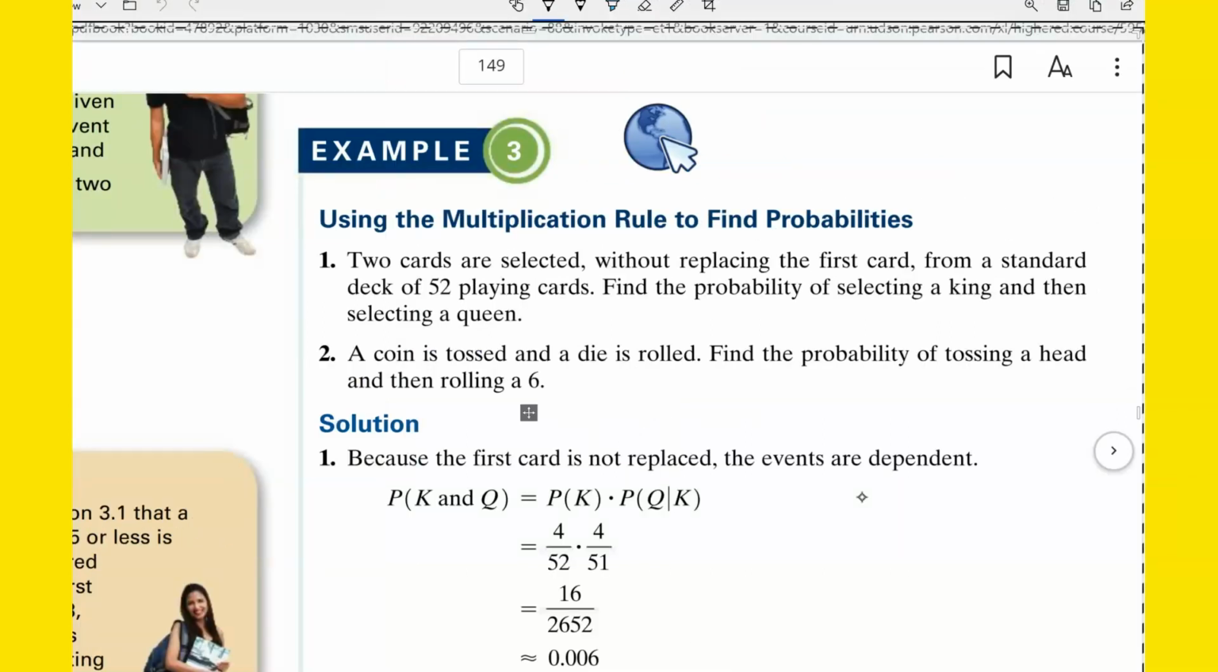Probability of selecting a king and then a queen. If you don't replace it, first you get a king, that's 4 out of 52, and then you get a queen, that's 4 out of 51, given that you've already taken out a king and haven't replaced it. So the probability of both events occurring would be multiplying those two probabilities together, which would be 16 out of 2652. That's 4 times 4 and 52 times 51. And you can see down here that is equal to 0.006.